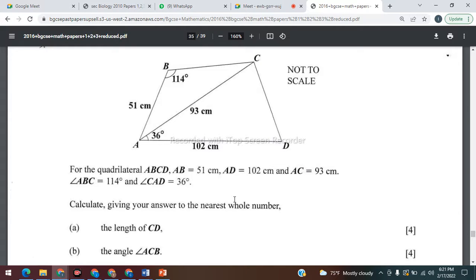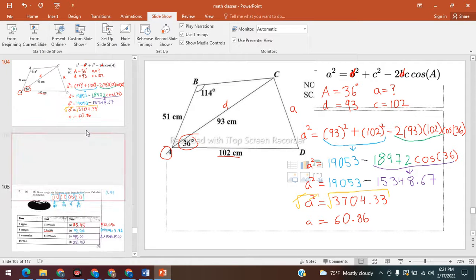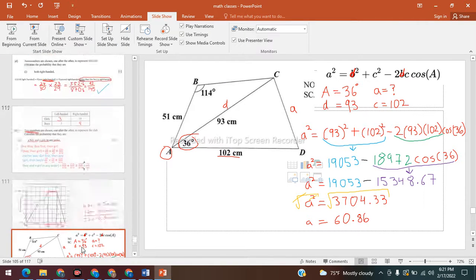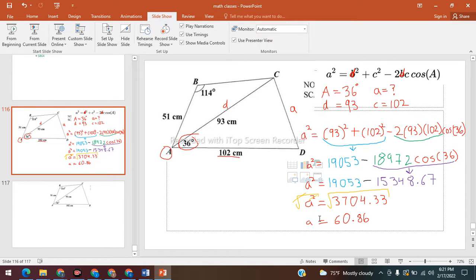Okay, so let's consider the second question. We should keep this close to us because we might need it. We know that side A, this CD, was 60.86, and we used the cosine rule to find that. So this is CD, so that's A.